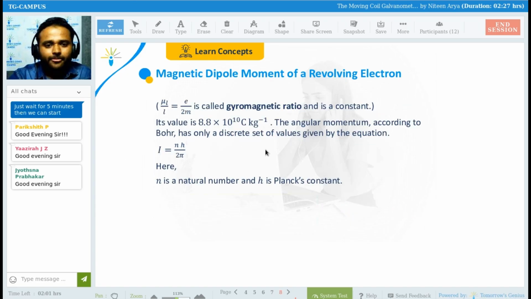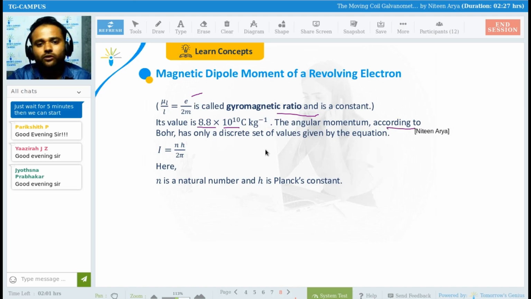Okay. Moving ahead. Then there is the gyromagnetic ratio. As I already discussed, mu L by L, which is e upon 2m, is known as the gyromagnetic ratio. And it is a constant, as we already know, e by 2m, because the charge e is fixed and the mass of an electron is also fixed. Its value is 8.8 into 10 to the power 10 coulomb per kilogram. As simple as that, because e is coulomb, m is mass.